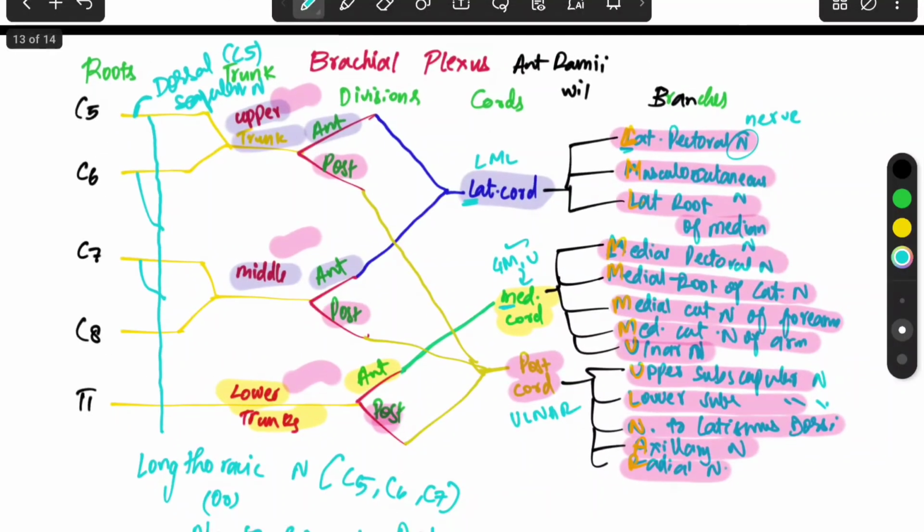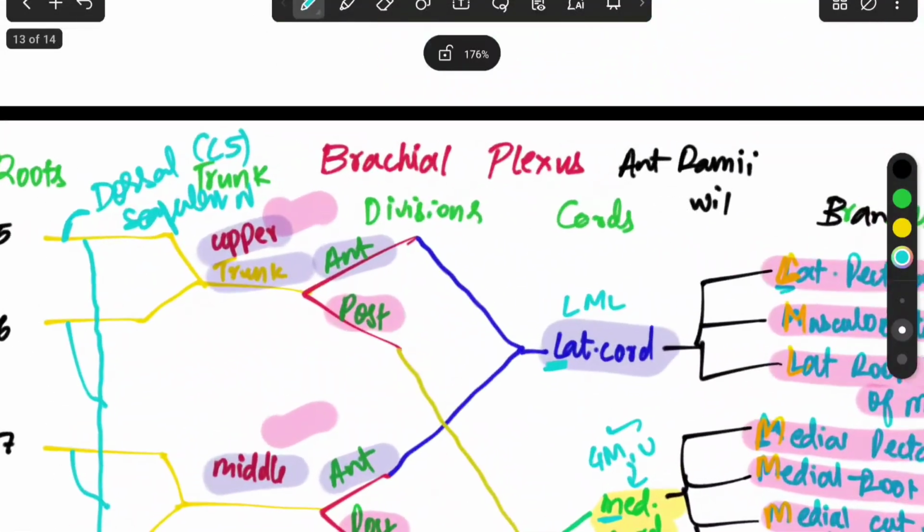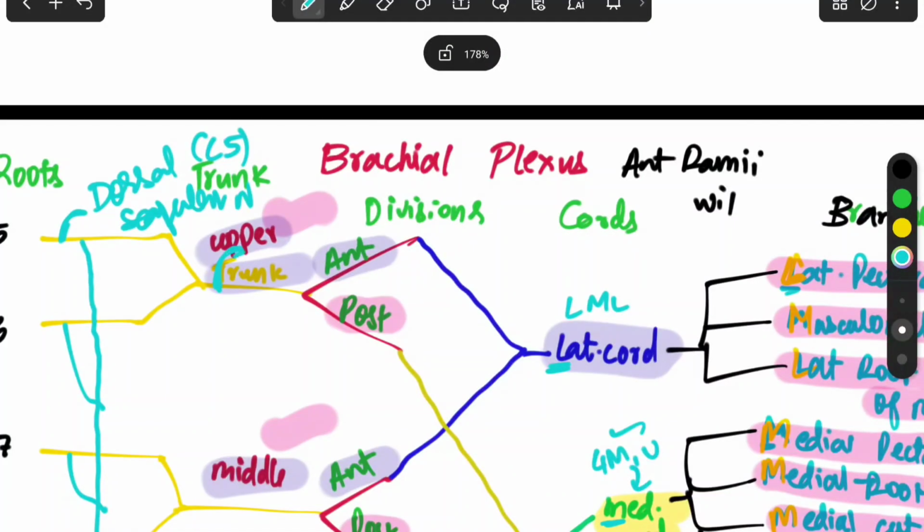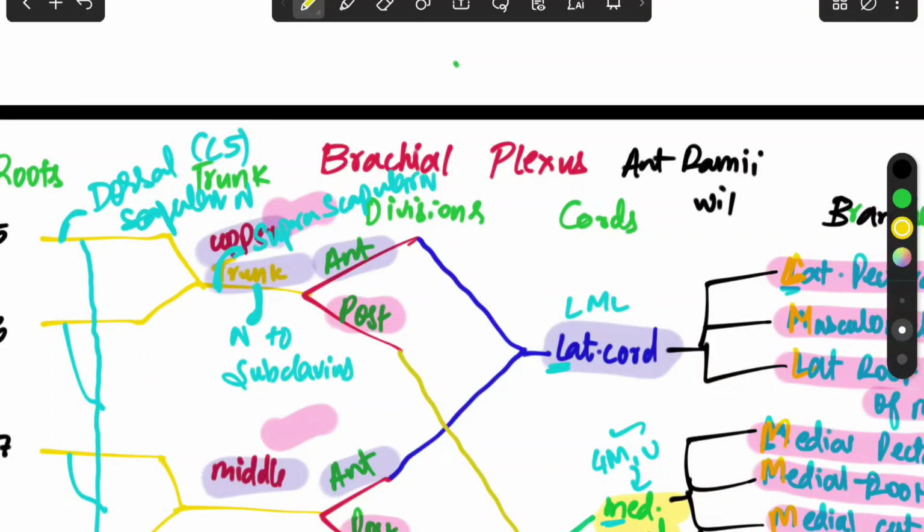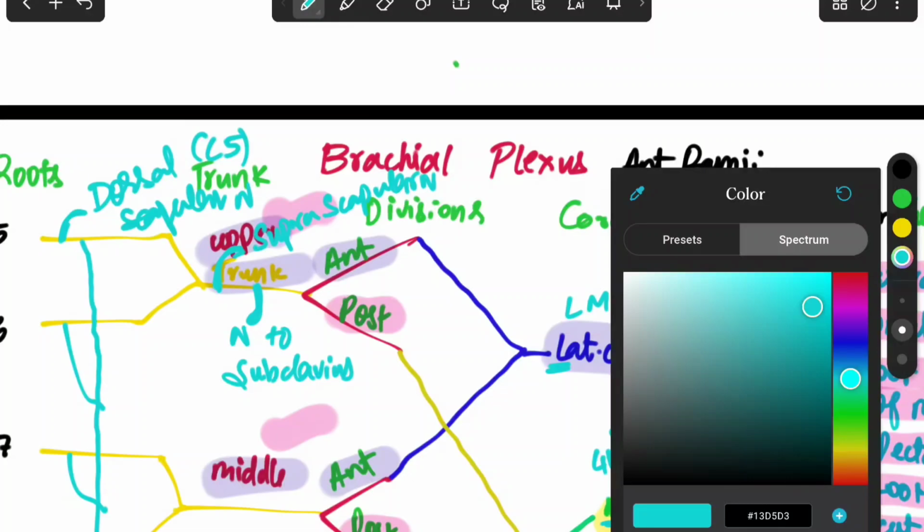Two nerves arise from the upper trunk. One is the suprascapular nerve, and another nerve which arises from the upper trunk is the nerve to subclavius.